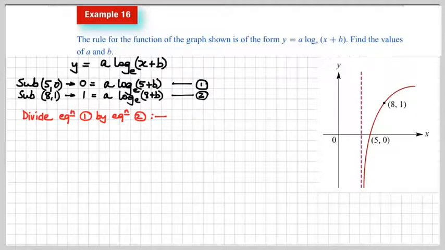Okay, equation 1 by equation 2. Now what happens when I do that? You watch. Look, see the A's, so the left-hand side is 0 over 1, or still 0. This over this whole thing just gets us log of 5 plus b over the log of 8 plus b. So that's fascinating.